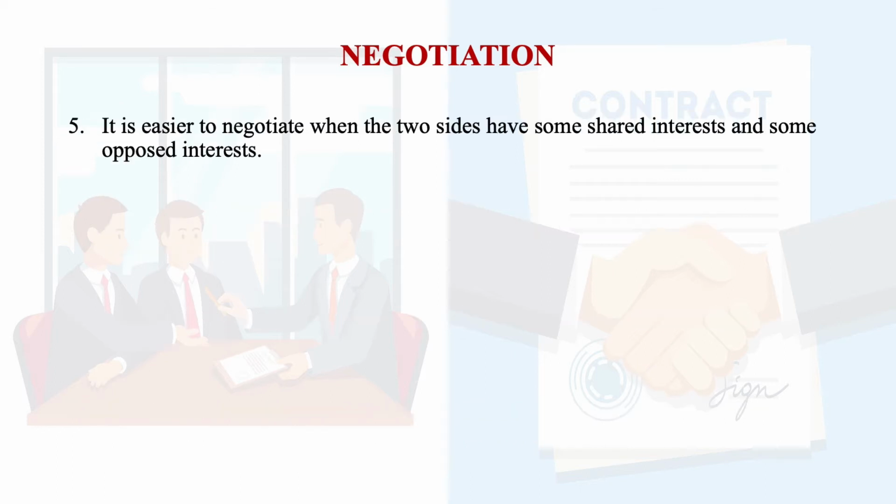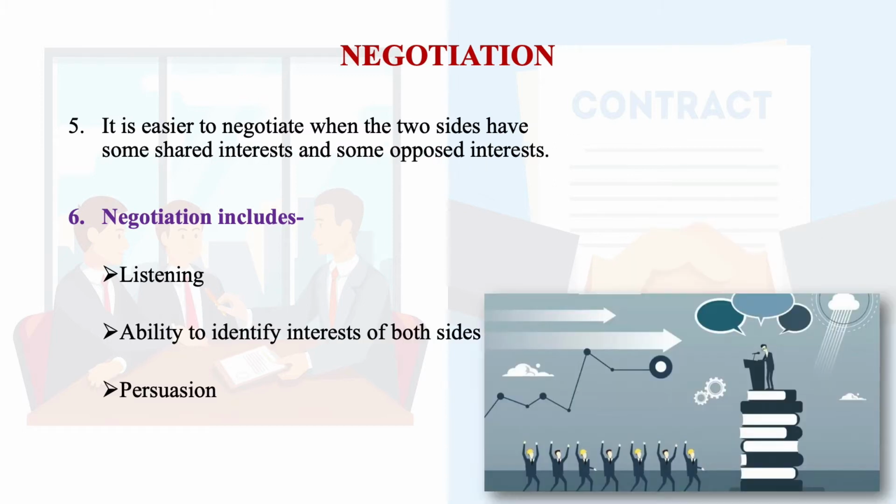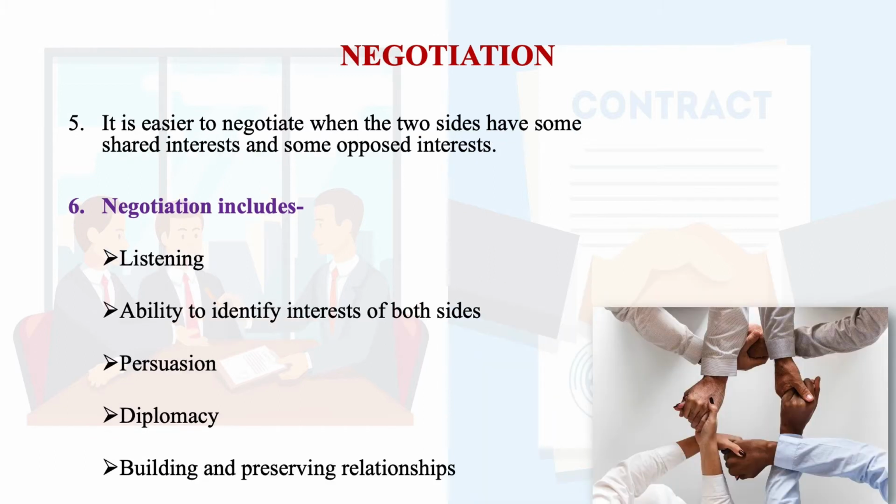Also, it is easier to negotiate when the two sides have some shared interests and some opposed interests. And when we talk about negotiation, the necessary prerequisites for negotiation include listening, ability to identify interests of both sides, persuasion, diplomacy, building and preserving relationships.